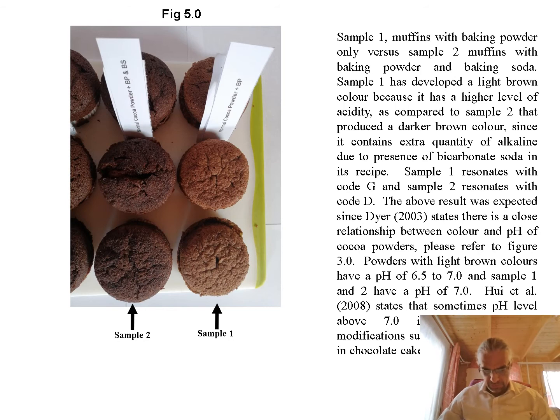Sample 1 muffins with baking powder only versus sample 2 muffins with baking powder and baking soda. Sample 1 has developed a light brown color because it has a higher level of acidity as compared to sample 2, which produced a darker brown color since it contains an extra quantity of alkaline due to the presence of bicarbonate of soda in its recipe. Sample 1 resonates with code G and sample 2 resonates with code D. The above results were expected since Dyer 2003 states there is a close relationship between color and pH of cacao powders. Please refer to Figure 3.